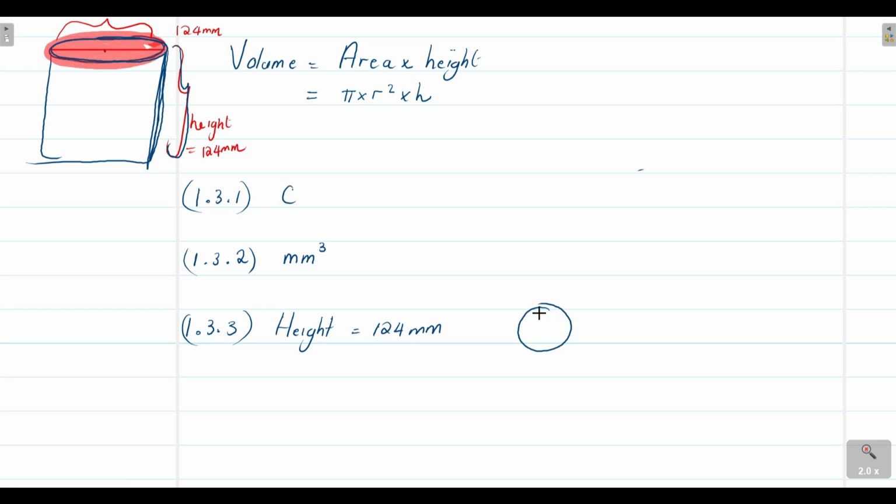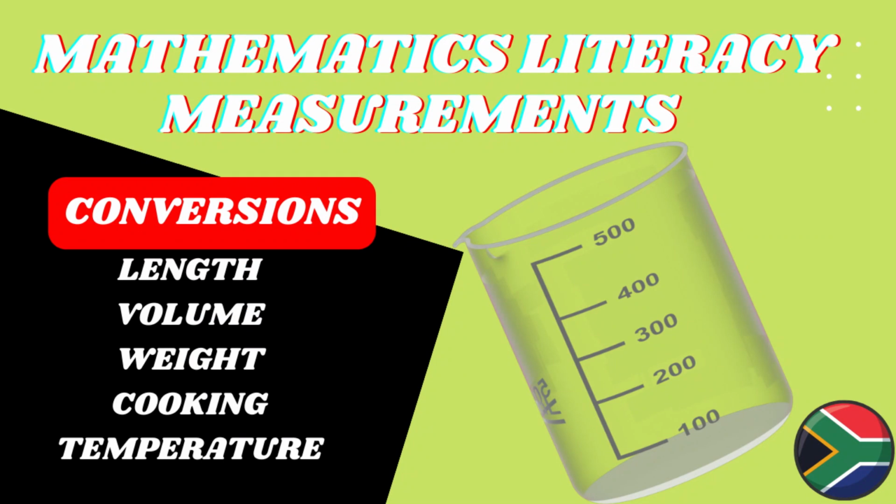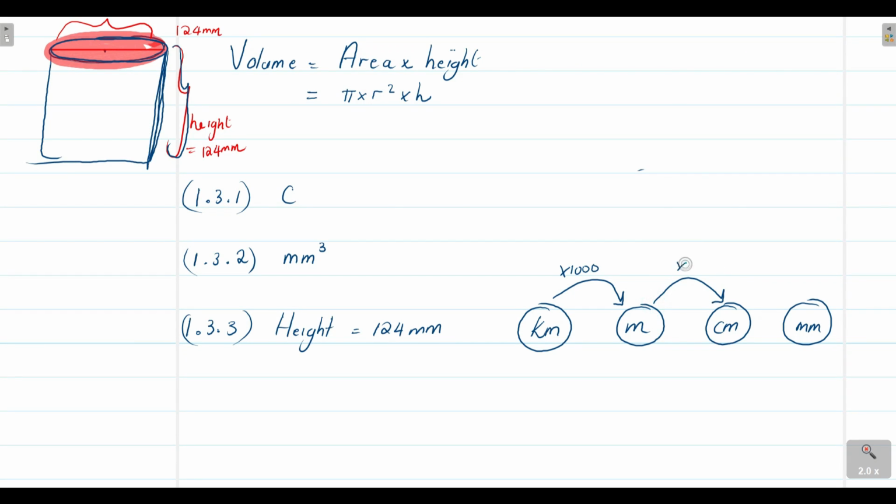Remember, if you have to move from a bigger unit to a smaller unit, so it's your kilometers, meters, centimeters, and millimeters, how would you then move from each of these units? If you want to move from kilometers to meters, I mentioned that you multiply by 1,000. Please watch this video tutorial where I explain how you do your length conversions, mass conversions, cooking conversions, temperature conversions. If you want to move from meters to centimeters, you multiply by 100. Centimeters, centi for century, a century is 100. If you want to move from centimeters to millimeters, you multiply by 10.